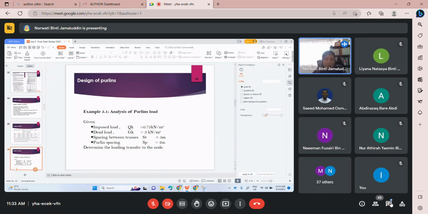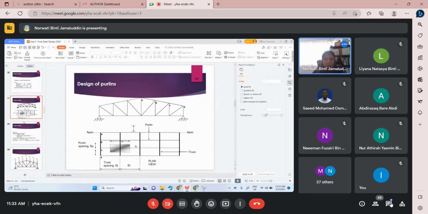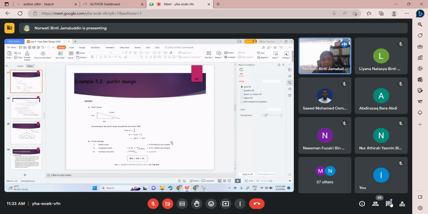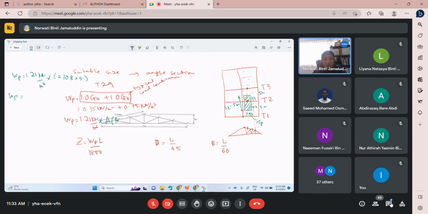Do not rely on the answer in this slide. There must be some mistakes sometimes. We need to always double check. DL and IL represent dead load and imposed load. Dead load is permanent load, the new term is permanent load. Imposed load is the variable load. What is the answer?